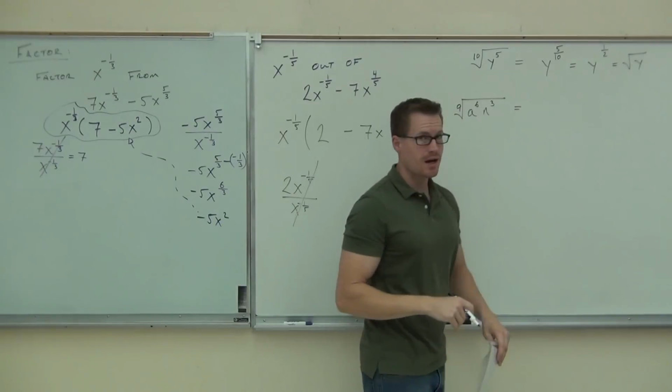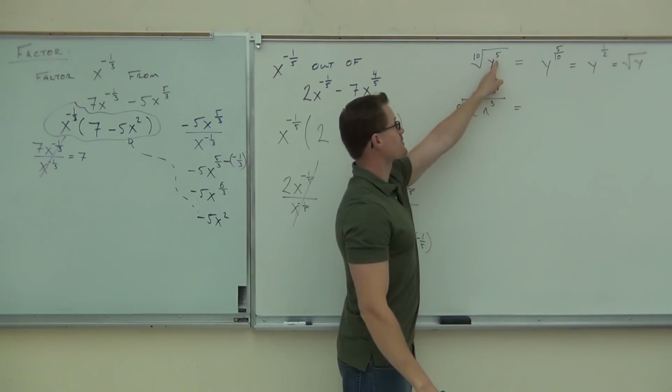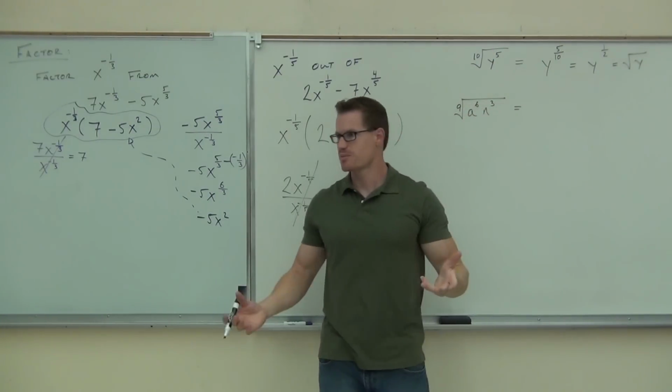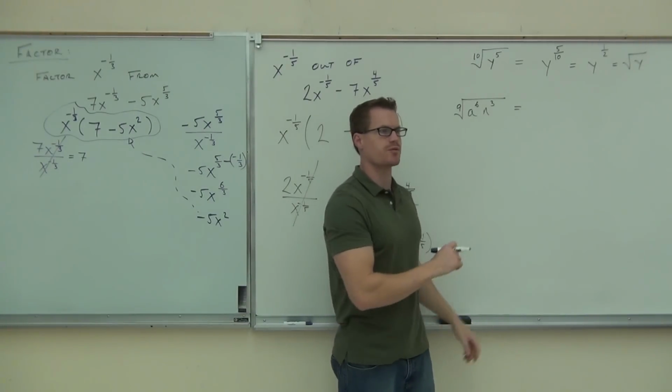Now, does this work all the time? No, not all the time. I mean, if you had like 7 in here, that wouldn't work. You'd have y to the 7/10, and that you can't simplify. However, if you can write it as a fraction that is simplifiable, then of course you can simplify that.